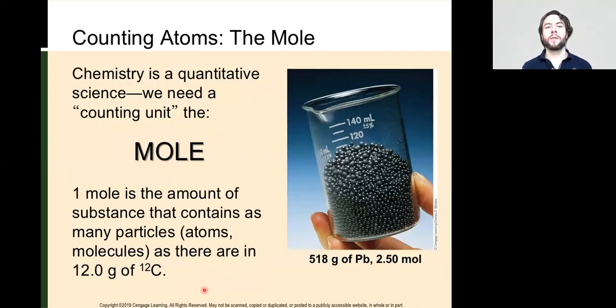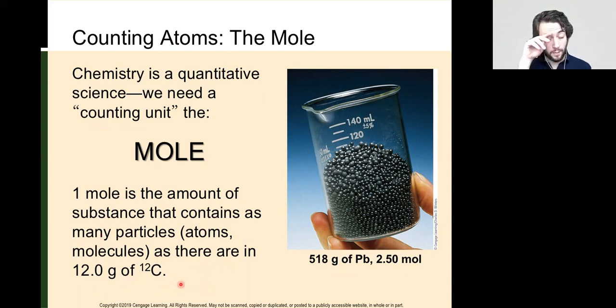So counting the mole. Chemistry is a quantitative science. We need a counting unit, the mole. So we need to keep track of all of our masses, all of our times, all of our temperatures, in order to be able to reproduce the results that we have. Without that, we're not going to be able to get the same outcome the next time. So 1 mole is the amount of substance that contains as many particles, atoms, or molecules as there are in 12 grams of carbon-12.